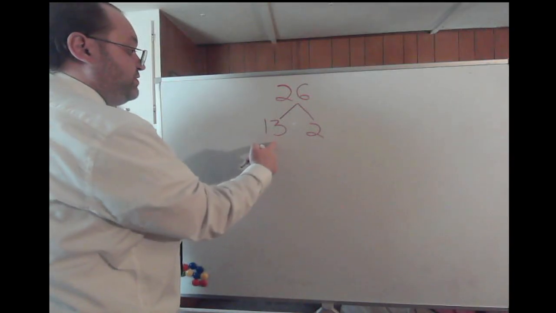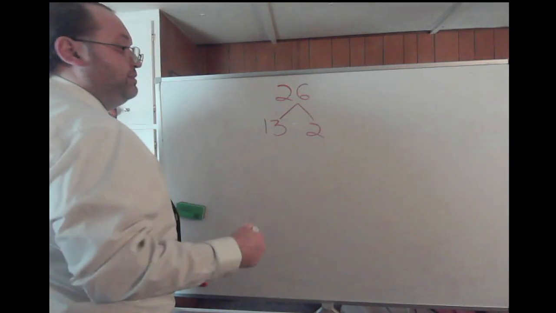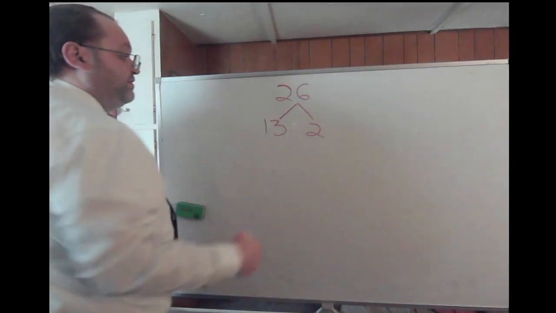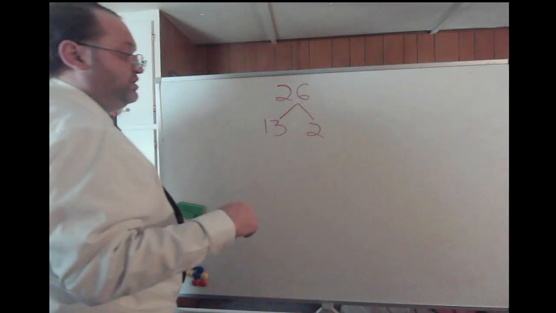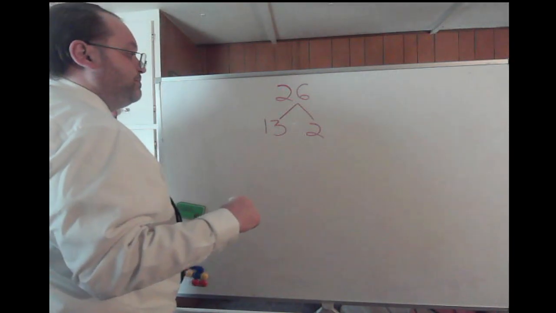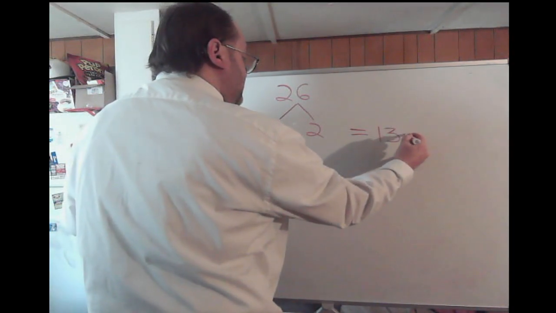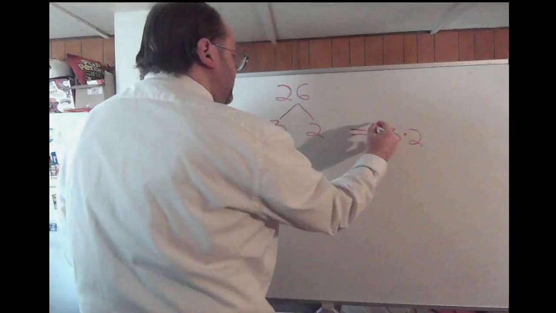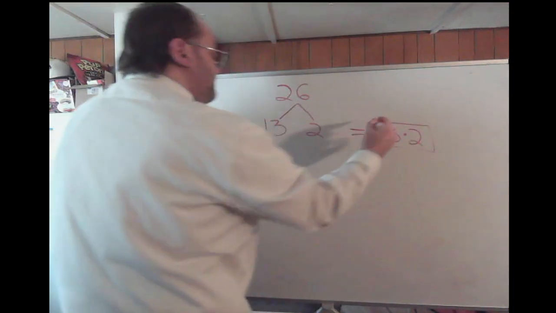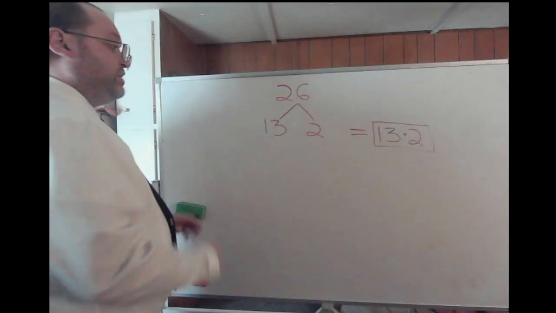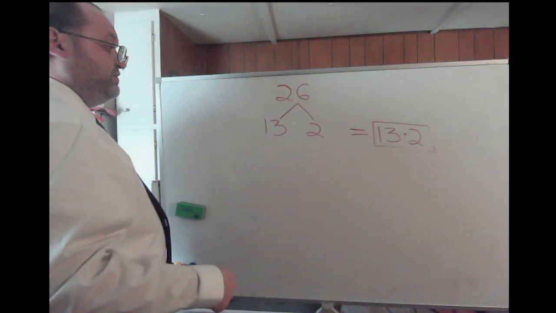Can we factor 13 any further? No, it would just be 1 and 13. It's a prime number. Can we factor 2 any further? No, it'd just be 1 and 2. That would just be a prime number. So your prime factorization is going to be 13 times 2, and that's all you would get. That would be your prime factorization of 26. It would just be 13 times 2, because they're both prime number factors.